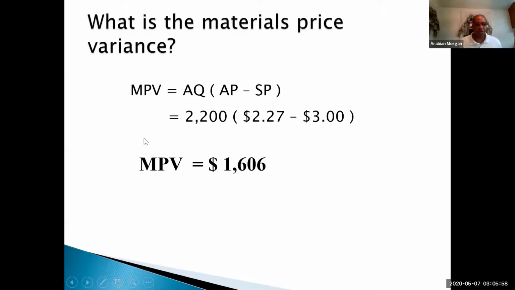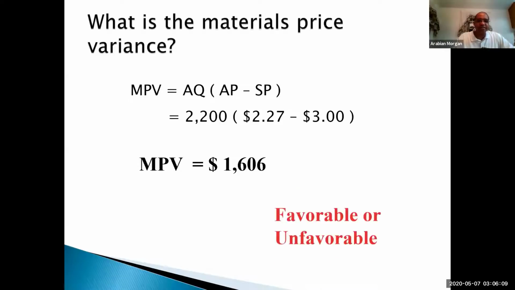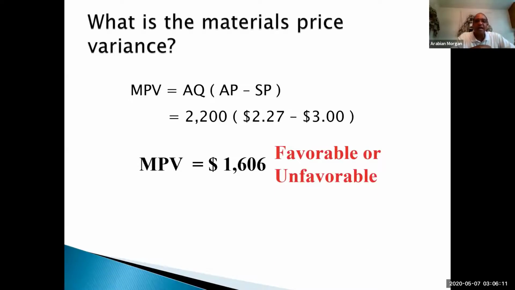All right, so I'm assuming you all can do that then. So the question is, whenever we calculate a variance, a materials price variance, a labor variance, whatever it is, we need to say, is the variance favorable or unfavorable? Just like we were doing when we were talking about flexible budgets, we needed to know if that last column, that difference column, was favorable or unfavorable.